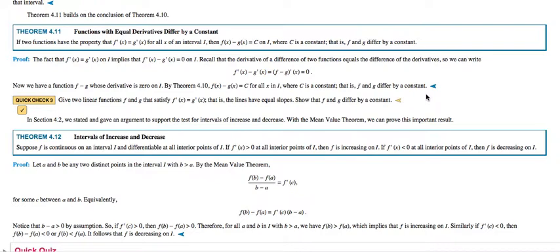And our final consequence: suppose the function is continuous on an interval and differentiable at all interior points of that interval. If the derivative is greater than 0 at all interior points, then f is increasing on that interval. If f'(x) is less than 0 at all interior points of I, then f is decreasing on I. This is actually a portion of the first derivative test. Now that we have the mean value theorem, we can actually prove it. That concludes this video lecture on the mean value theorem.